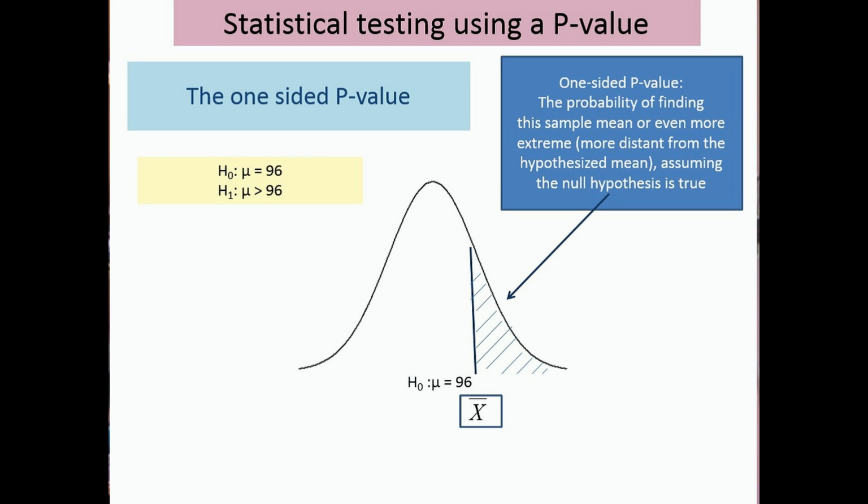Another way of looking at testing is by means of a p-value. The p-value is defined as the probability of finding the sample result, or even more extreme, assuming the null hypothesis is true. So in fact, it's a conditional probability. In the PowerPoint, the one-sided p-value is shown as the blue area.